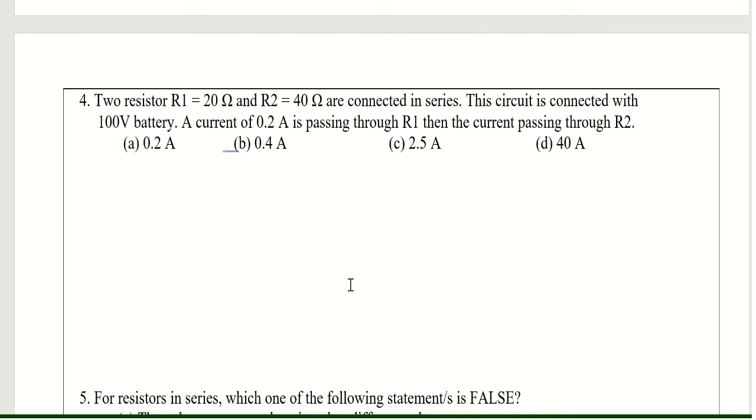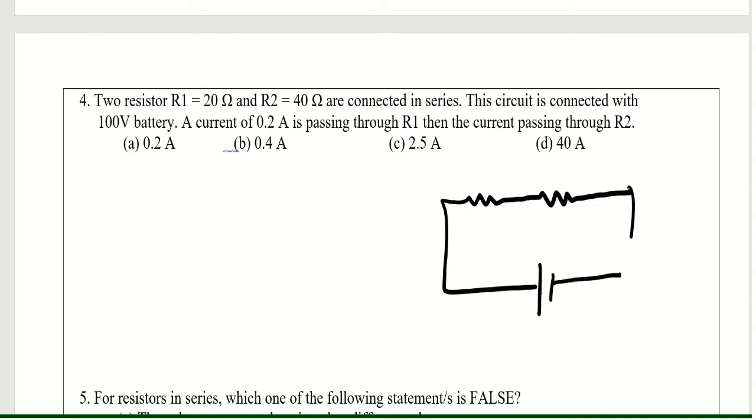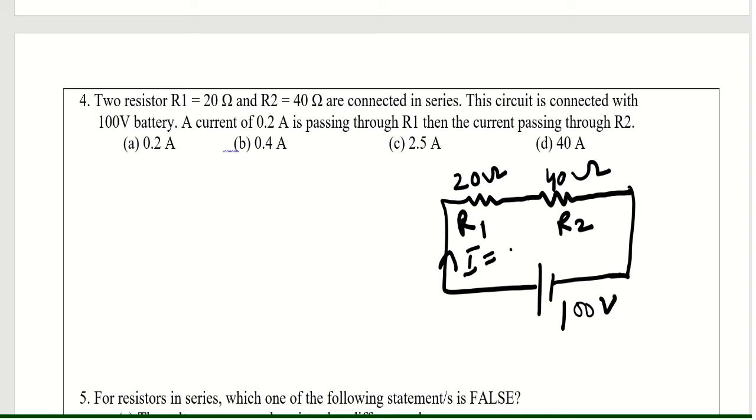So let's make the circuit. What the question is saying, I am making the circuit according to that. So there are two resistors, this is R1 and this is R2, connected across the battery, and the battery is 100 volt. This is 20 ohm here and R2 is 40 ohm, and they are saying in this circuit the current is 0.2 ampere. So this information is given here.